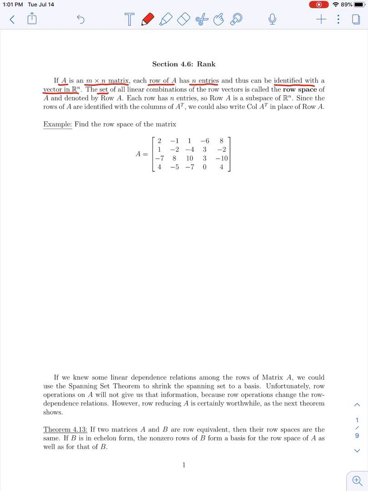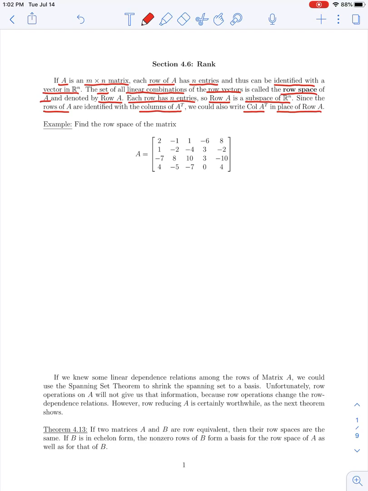Now, the set of all linear combinations of the row vectors of a matrix is called the row space of that matrix A, and is denoted by row of A, or the row space of A. Each row of this matrix has n entries, so the row space of A can be considered as a subspace of Rn. And since the rows of a matrix A could be identified with the columns of a transpose, we could also think about replacing the row space of A as the column space of a transpose.